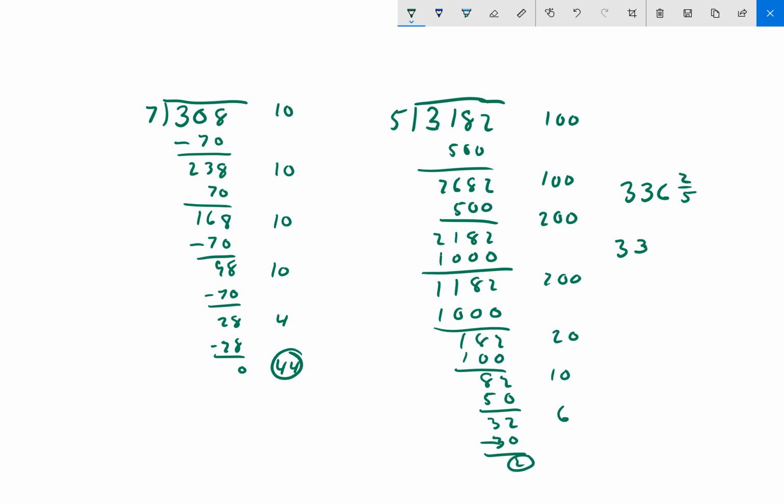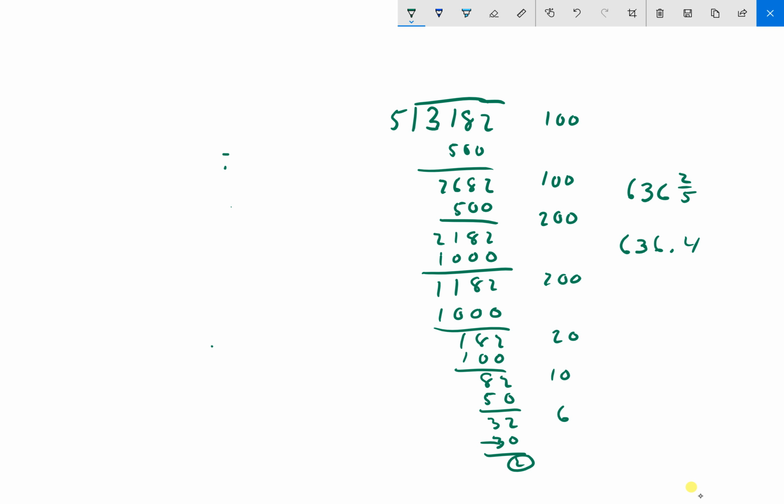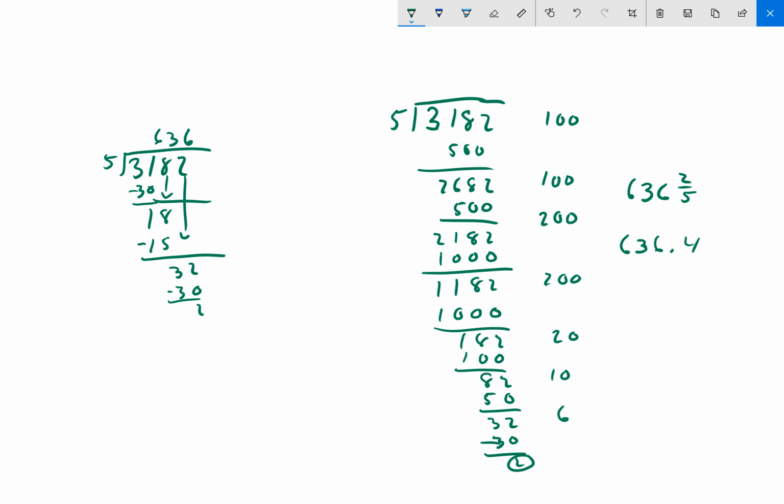You should know that 2/5 is the same as 0.4. Because I haven't done the sharing method recently, I'm going to just verify my work real quick. 3182 divided by 5, 6, 30. This is the old algorithm, which people may remember. 2, 6, 30, 2, point, bring down my 0. 636.4. Haha, and it works.